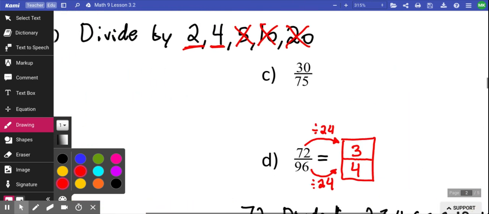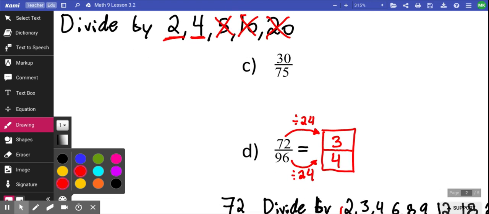Awesome. If we look at C, we have 30 and we have 75. The quick way to do it would be to divide both of these. I believe 15 works. 30 divided by 15 is 2. 75 divided by 15 is 15, 30, 45, 60, 75.